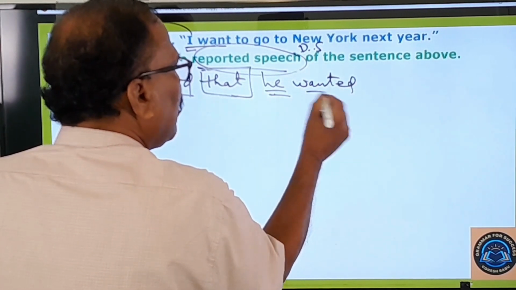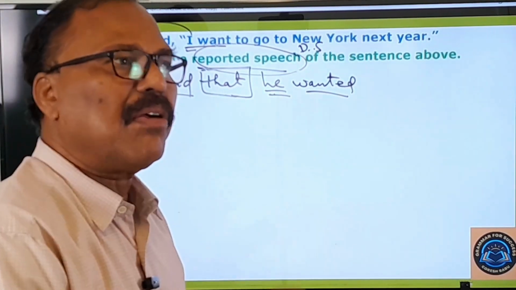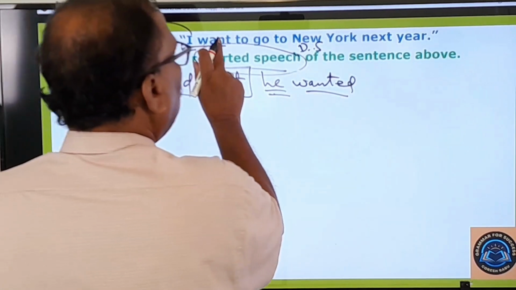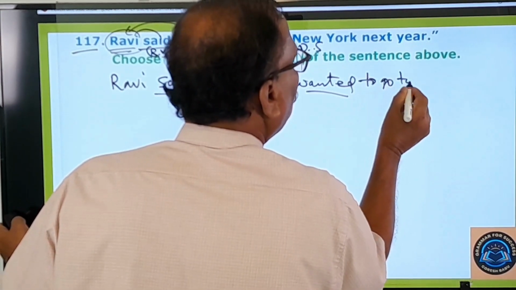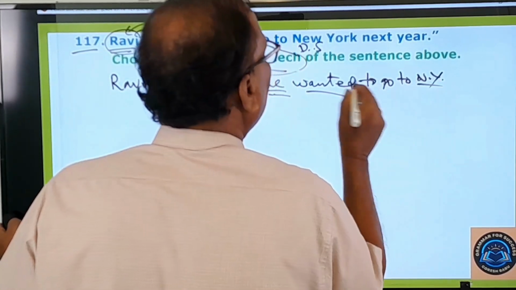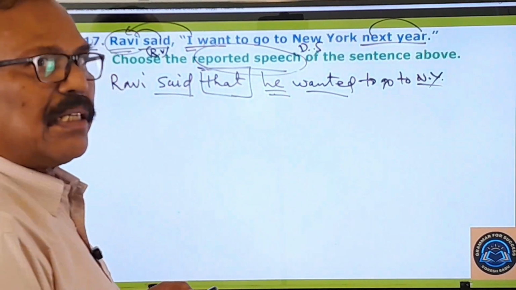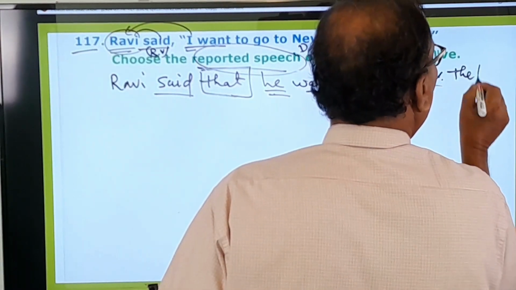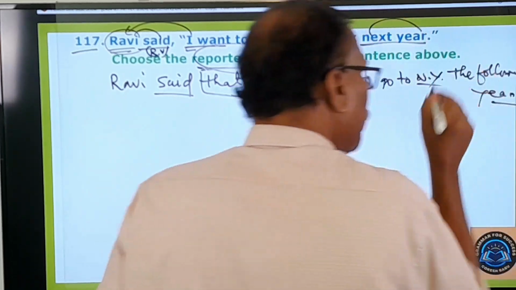Want is present, wanted. After changing the main verb, you need not change any word, except such words that indicate nearness. Okay. So here want is turned into wanted. To go to New York, I use shortly New York. And next year is there. Next year is always turned into the following year. This must be your answer.